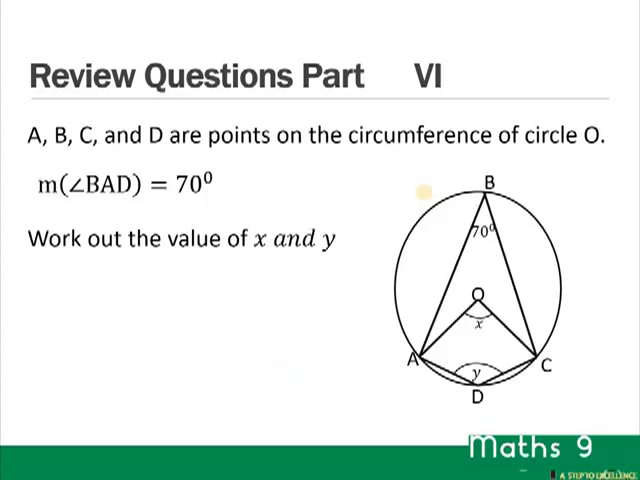Part 6. A, B, C and D are points on the circumference of circle O. The measure of angle BAD is 70 degrees. Work out the value of x and y. Pause the video whilst you work it out. Here's the answer. X is 140, and y is 110.